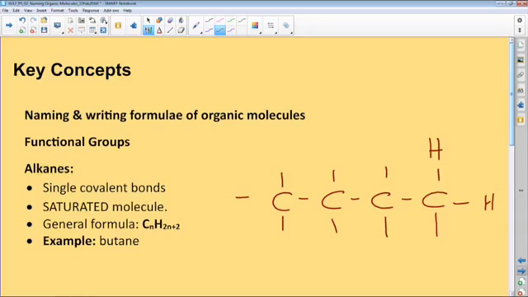What's important here is that the carbons only have single bonds between them, so that's how I know it's an alkane. The general formula is CnH2n+2. So for every carbon, to get the number of hydrogens, we multiply the number of carbons by 2 and we add another 2, that tells me how many hydrogens I have.